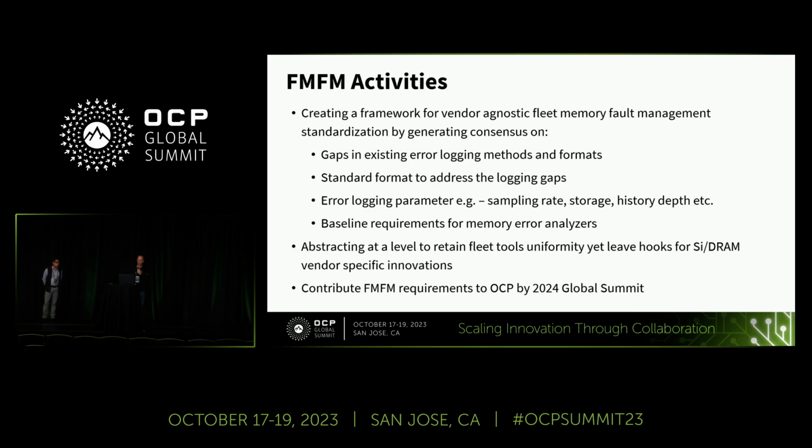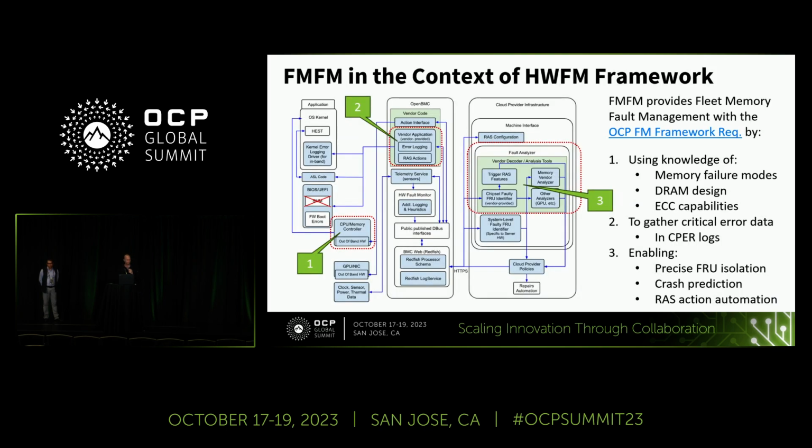And so our goal is to contribute these requirements for the OCP 2024 Summit, and we're building proofs of concept. We're doing some experiments. We hope to have some actual numbers to share with you. And so you can kind of see how this fits in the overall framework. Bullet number 1, you see that we're using the memory vendor's knowledge of their failures, or their DRAM designs, to characterize failures. We're working with the CPU vendors to characterize ECC. We're gathering the data in a common platform error record, CPER, that is opaque. So if they're worried about IP, it's a binary format, and we don't really care. The binary format bubbles up through our infrastructure, then it goes to the analyzer, which then can decode it, analyze it, and tell us what's going on. It enables us to figure out exactly what's broken, when we're going to crash, and it allows us to automate RAS actions.